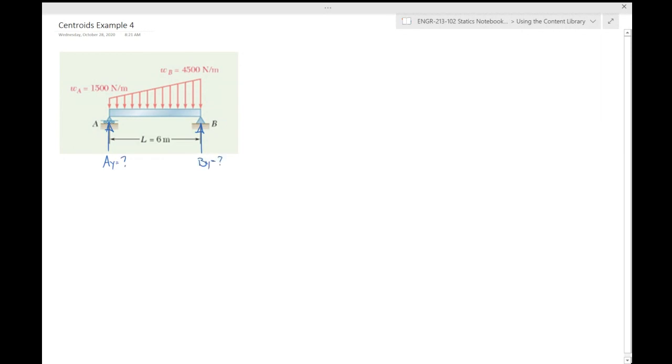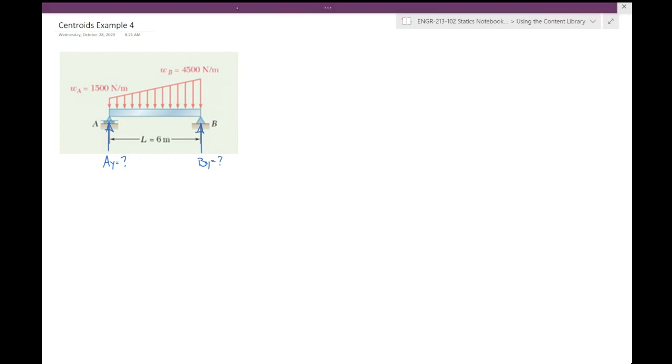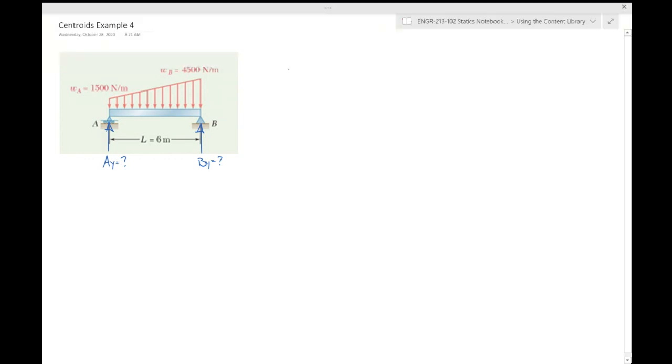Okay, and I want to show you two different ways we can handle this, and we end up getting the same answer. The first thing I want to do is use, I think, a simple approach, which is to use the individual components. So let's go with option 1.